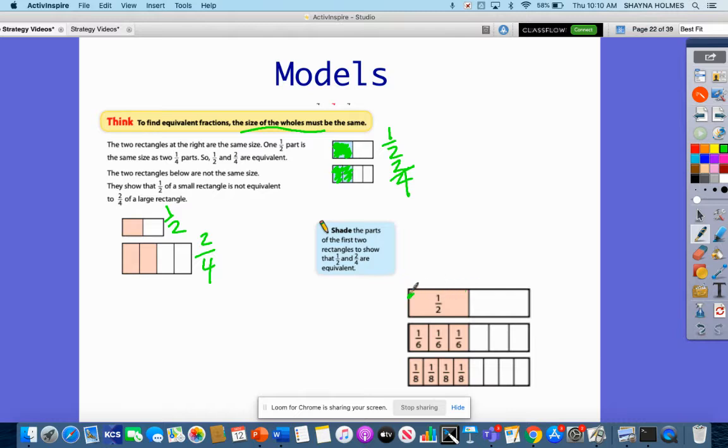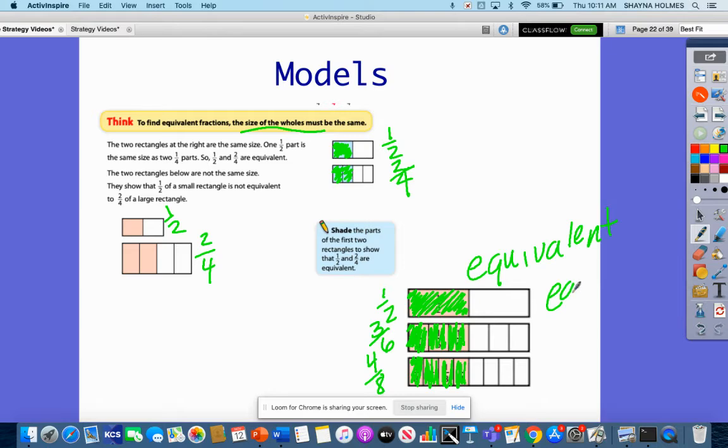We have 1/2 here, 1/2 that is shaded here. And then here we have 6 pieces, and 1, 2, 3 of those pieces are shaded. So we have 3/6. That is the same, and you can see that in the model. And then here we also have eighths, and we have 4 out of 8 shaded, and so all of these are equivalent or equal.